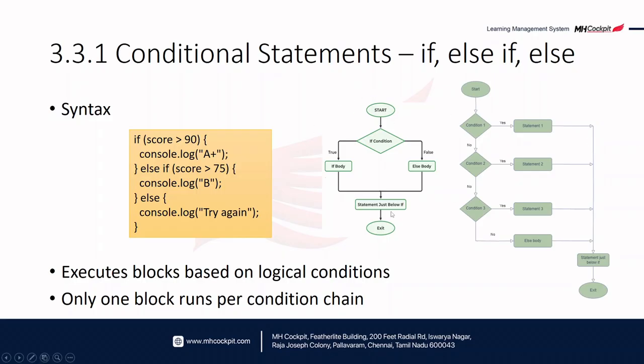So let's take this particular flowchart. As I explained, the if statement will check for a condition. If it is true, it executes a block of code. If it is false, it executes another block of code. This is the if body and the else body, and finally it goes to the next set of statements below the if statement, and then finally it exits. This is the concept behind the if statement.